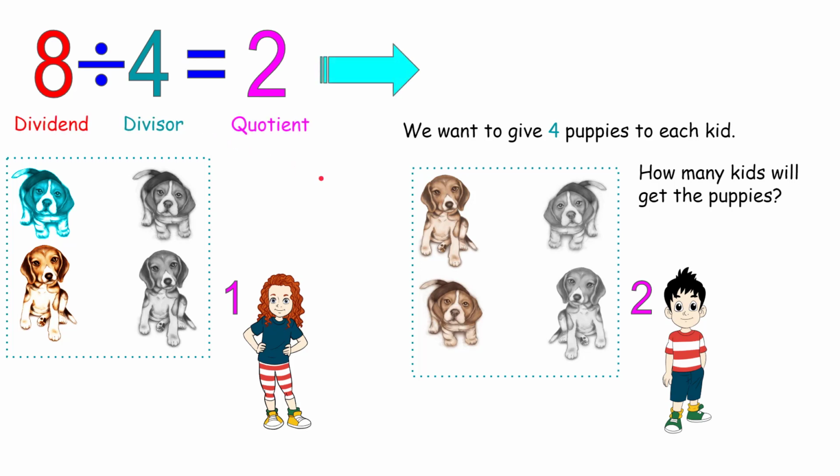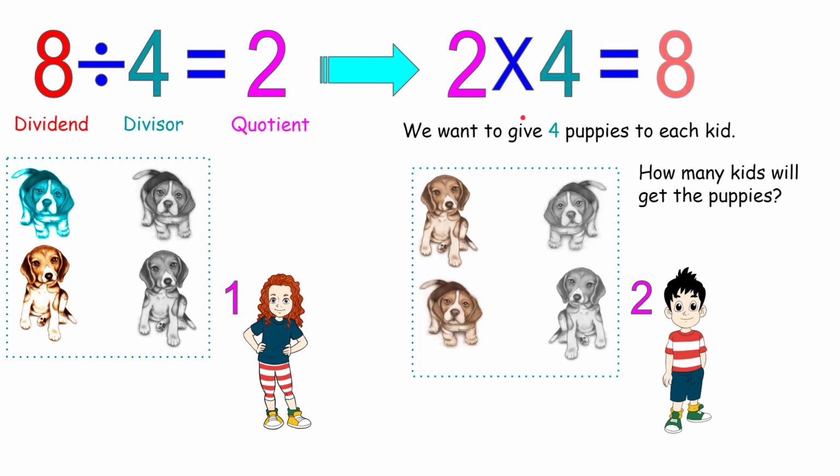And again, in order to check that we were right, we perform 2 times 4, quotient times the divisor, and we get 8. This is how we know we were right.